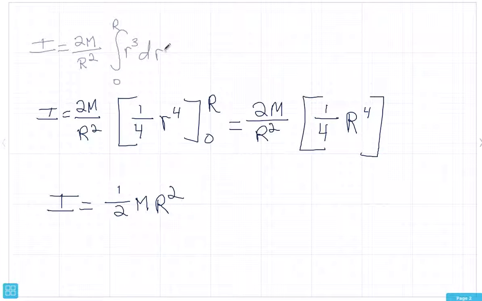If we start from here and do that integral, the integral is 1/4 r to the 4th from 0 to R. Work out the math, and we get the answer that's in that table once again, that I is 1/2 M R squared.